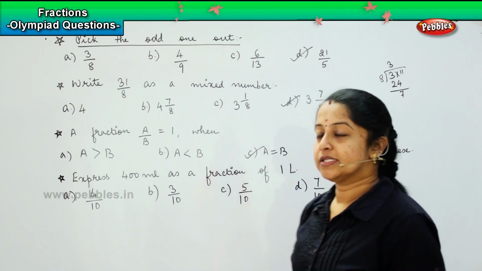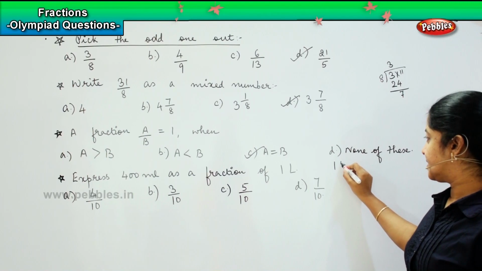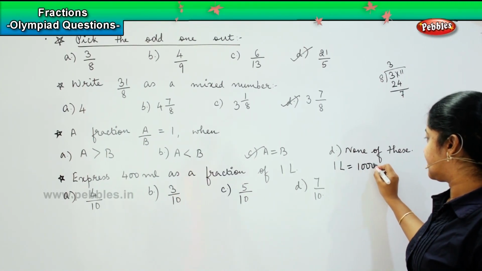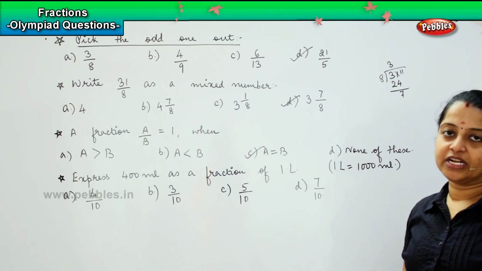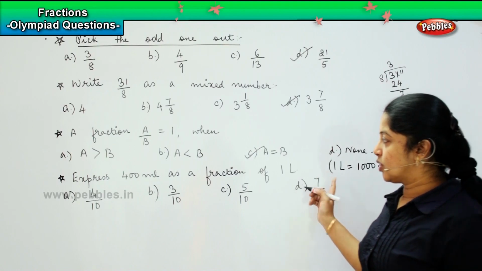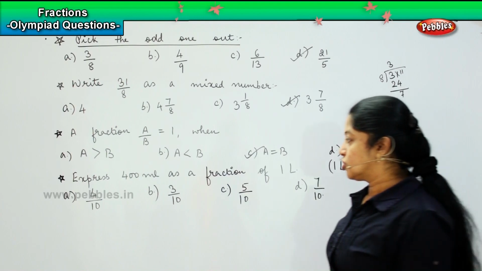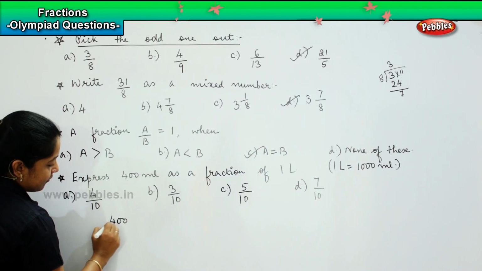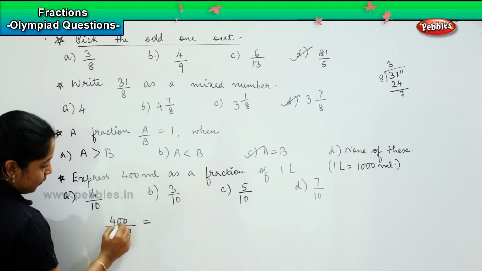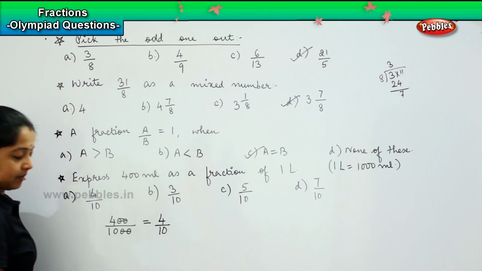Okay. So what is the conversion value, children, here? We know that 1 liter is equal to 1000 milliliters, right? We know this data already. We have already learned it in our previous classes. So now they are asking us to convert this 400 ml into a fraction of 1 liter. So which means that we will be writing 400 divided by 1000. Okay. If you simplify it, we will be striking off the zeros and it will come as 4 by 10.